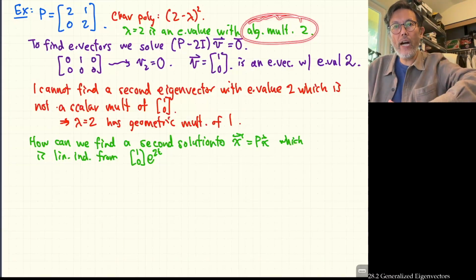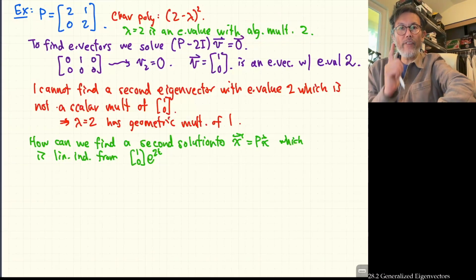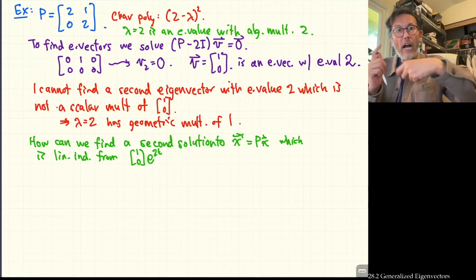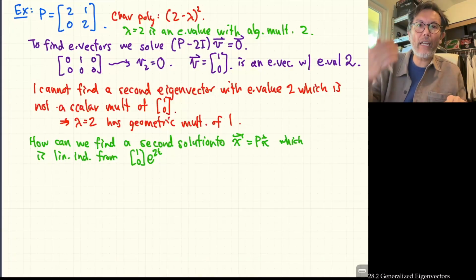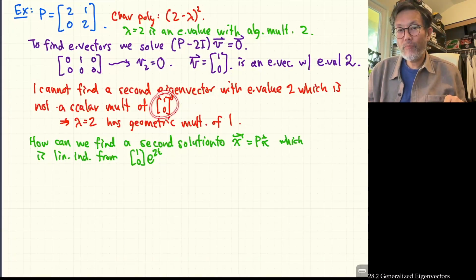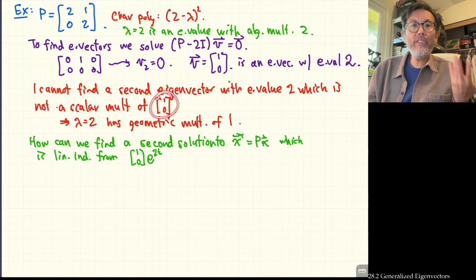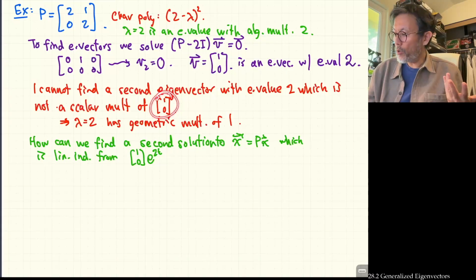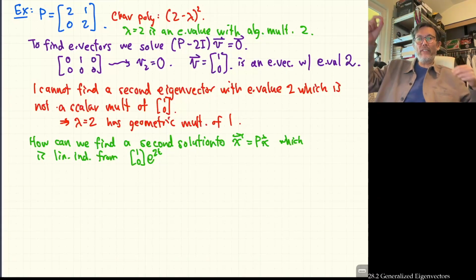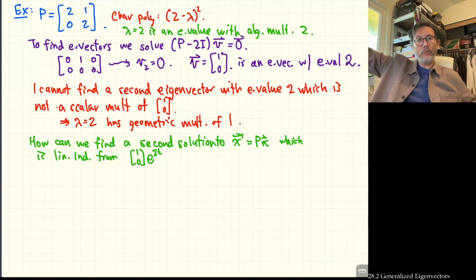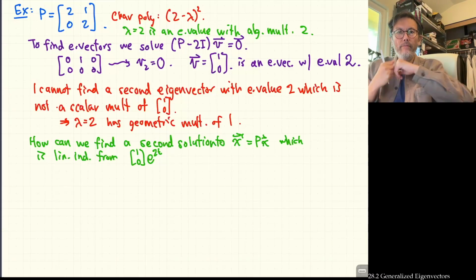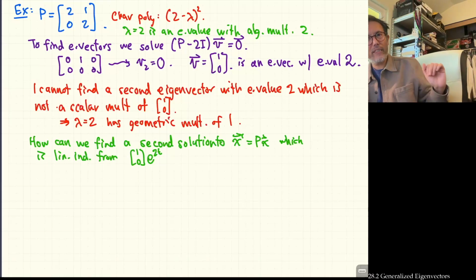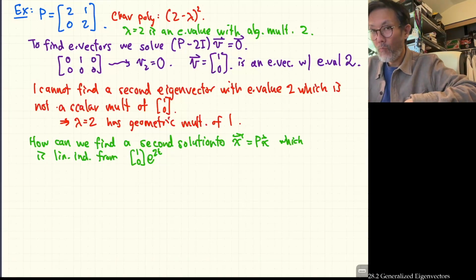We can only find at most one eigenvector, because in some sense any other eigenvector is just a scalar multiple of this one. That's the point. And so we say that lambda equal to 2 has geometric multiplicity of 1. That the eigenspace associated to eigenvalue 2 is one-dimensional. It just looks like a line. Okay? Hopefully that's evocative.